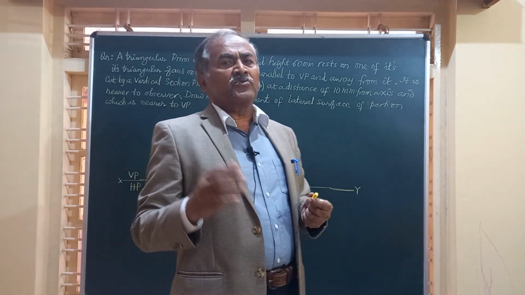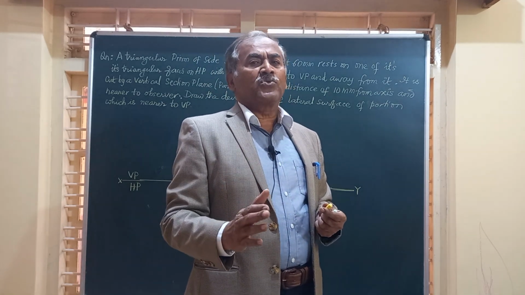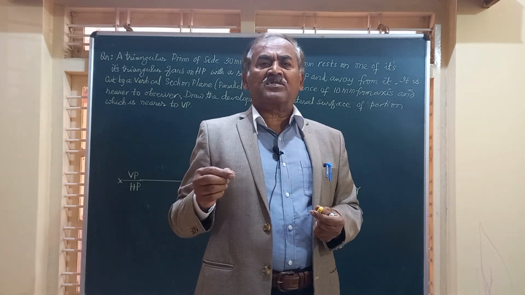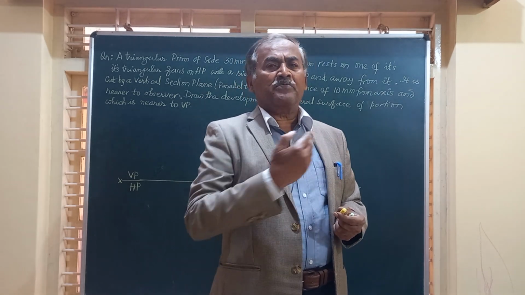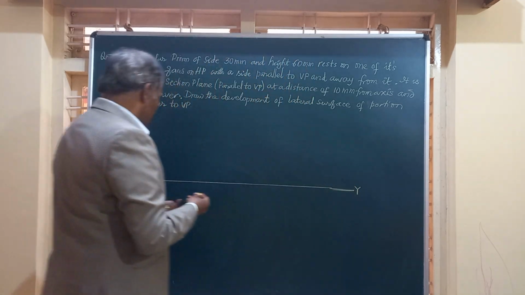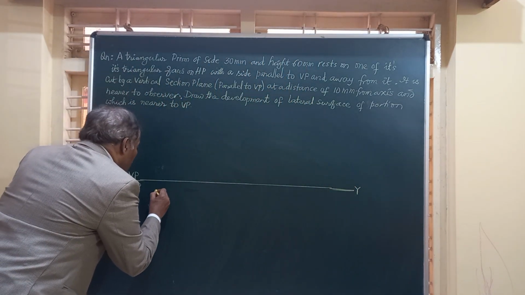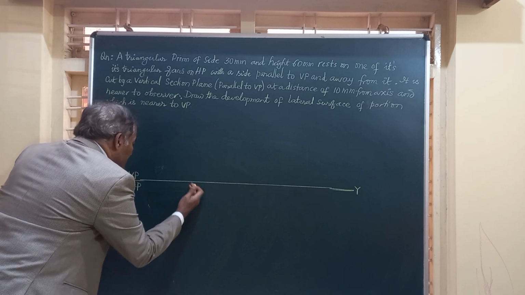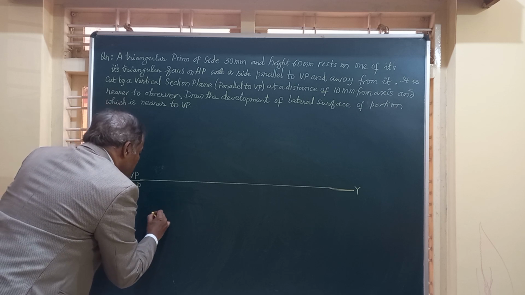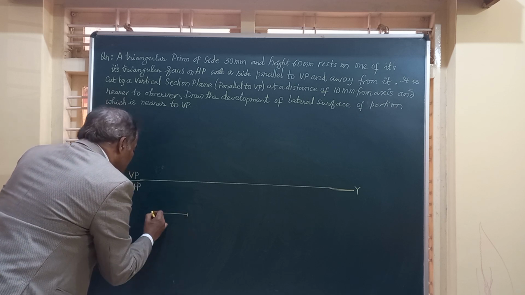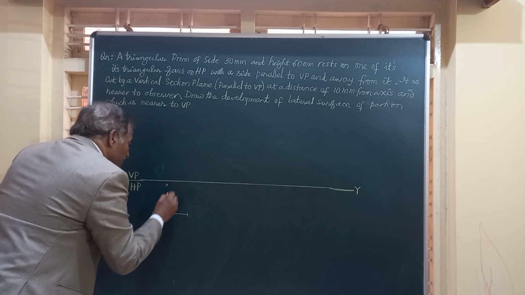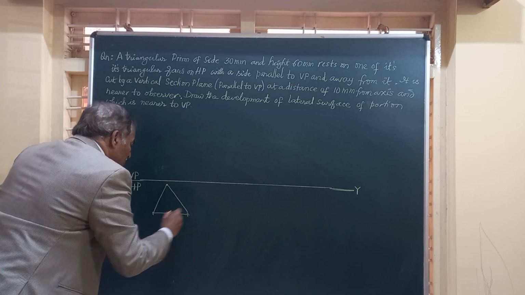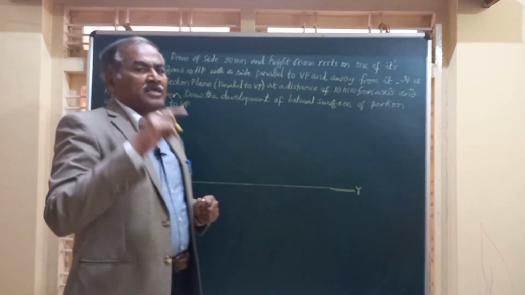So, friends, we have to write down the top view of the prism, which is an equilateral triangle with one of the sides of the triangle parallel to VP and away from it. So friends, let me commence this problem by drawing the top view of this, by keeping this side away from VP. So this is how the prism looks in the top view.